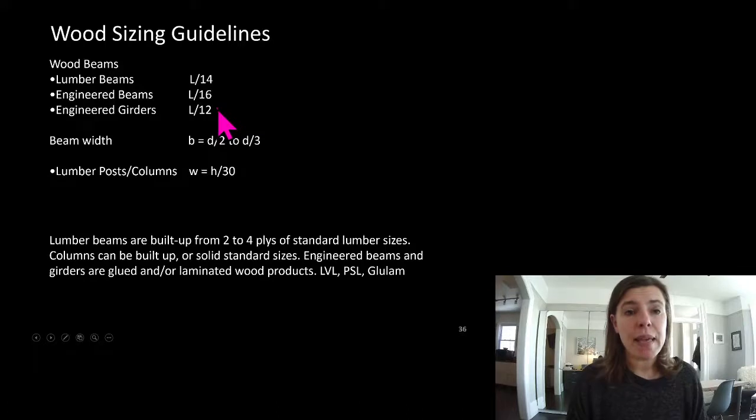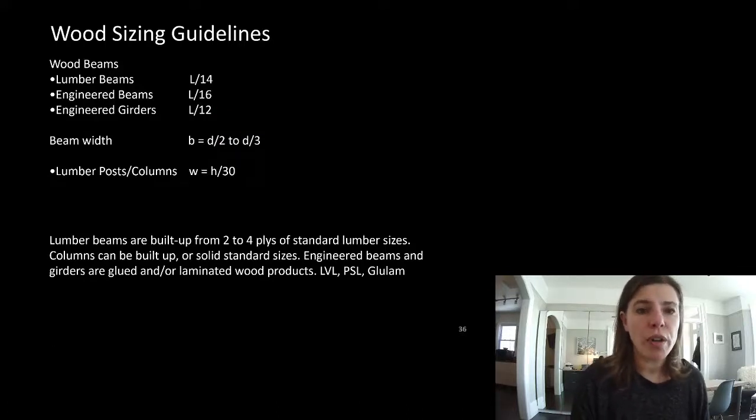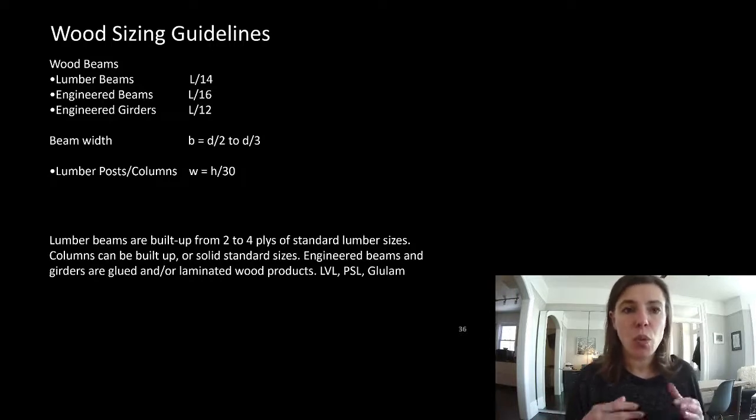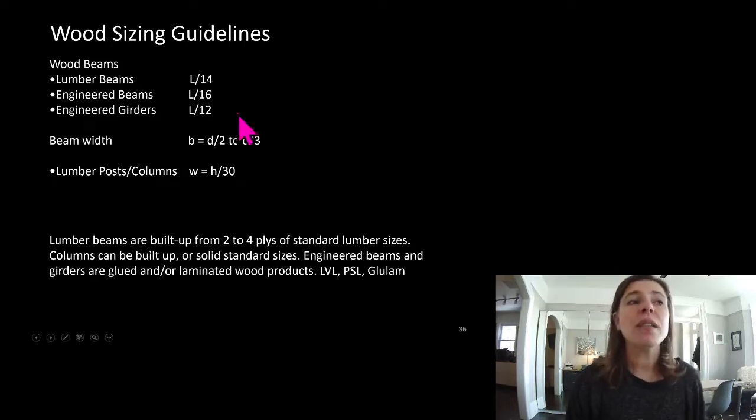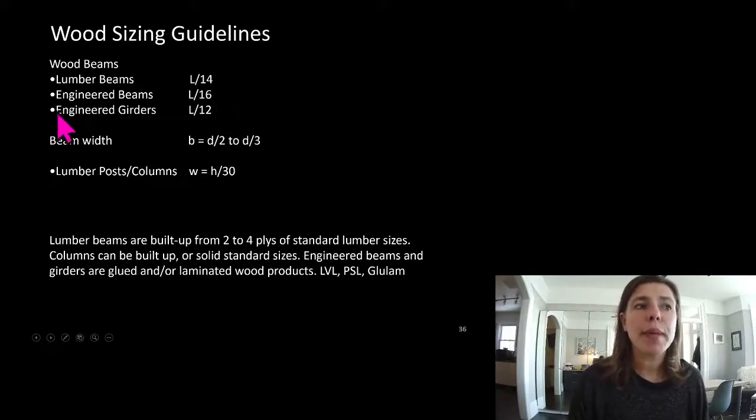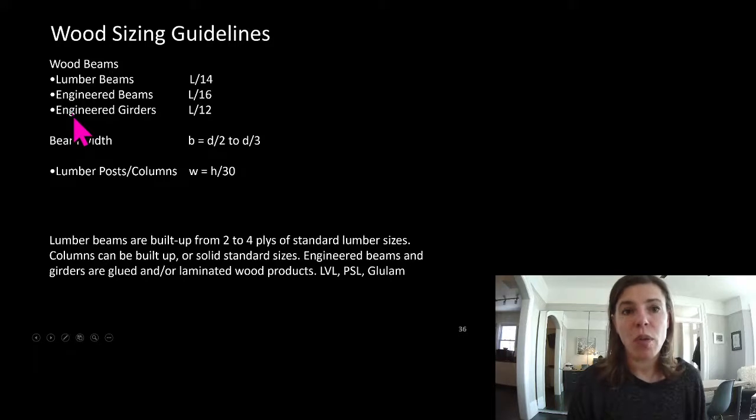If that beam is doing a job above and beyond, which is less common in wood for the scale of construction we're talking about with these sizing guidelines, which is in the range of residential construction, we tend not to have that many girders, but you might have a girder. And if you have a girder, you're probably going to be doing engineered wood with that girder.